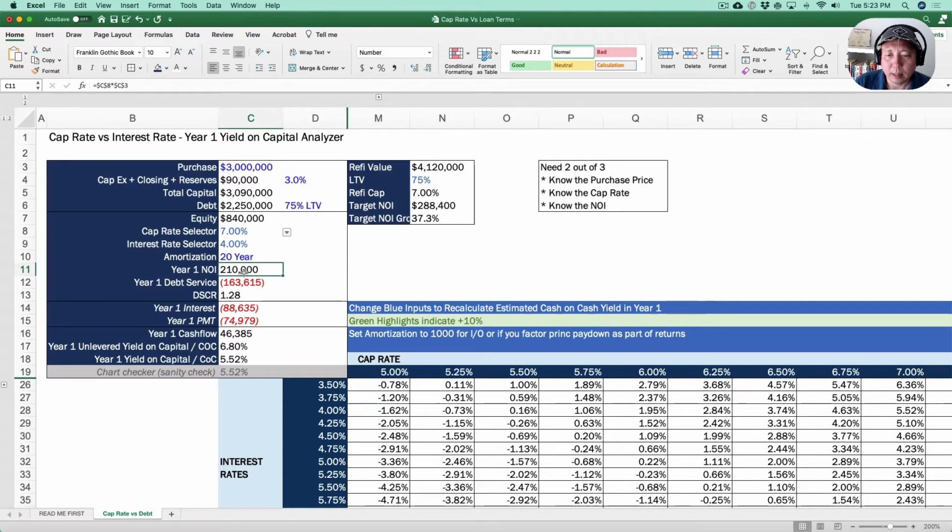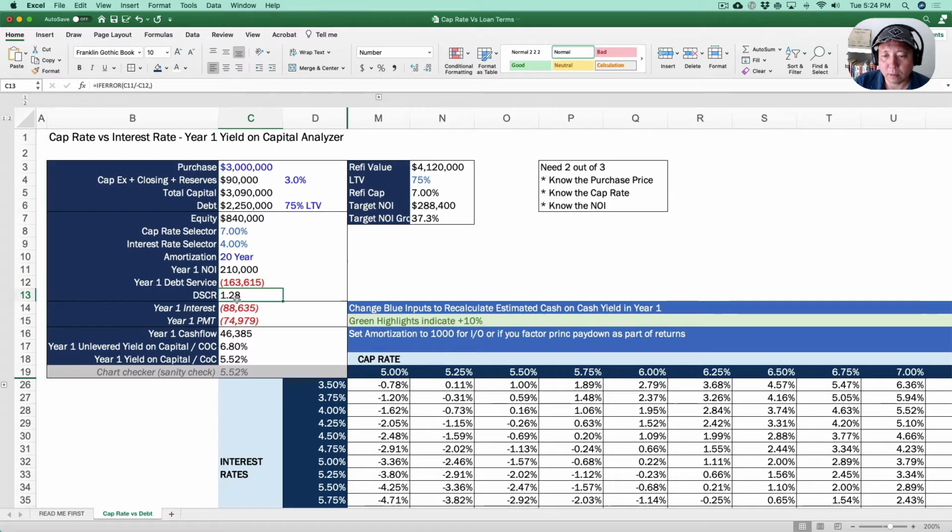So let's keep it at $210,000, and let's keep our interest rate at 4%. Let's say that amortization for this particular loan is 20 years. So we have 75% LTV at a 4% interest rate over a 20-year period. Now we take a look at our NOI. Our NOI for year one is $210,000. We just take the overall purchase price and multiply it by the cap rate, and that's how we get our NOI. Then we have our debt service payment, which is a PMT formula, Excel's way of figuring out what your monthly payment is going to be. I just multiplied that by 12.